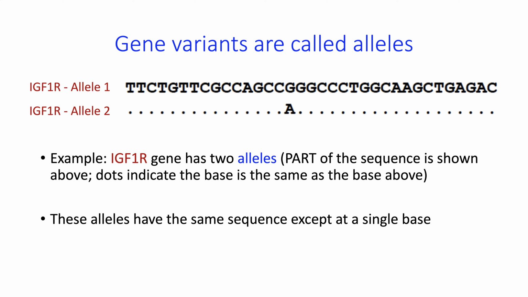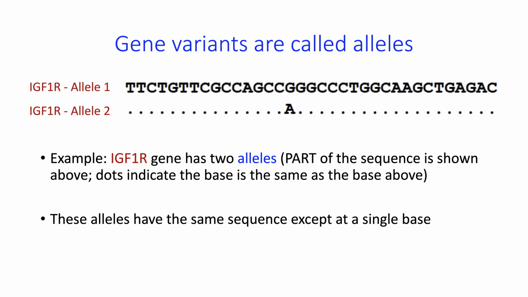For example, here is just a small part of a particular gene, which is called insulin-like growth factor 1 receptor, or IGF-1R. The sequence that you're seeing here is somewhere in the middle of the gene. On the top, we have one allele of IGF-1R, which I've designated as allele 1. You can see the sequence of A's, T's, C's, and G's. Below that is a second allele of IGF-1R. The dots mean that the base is identical to the base in allele 1.